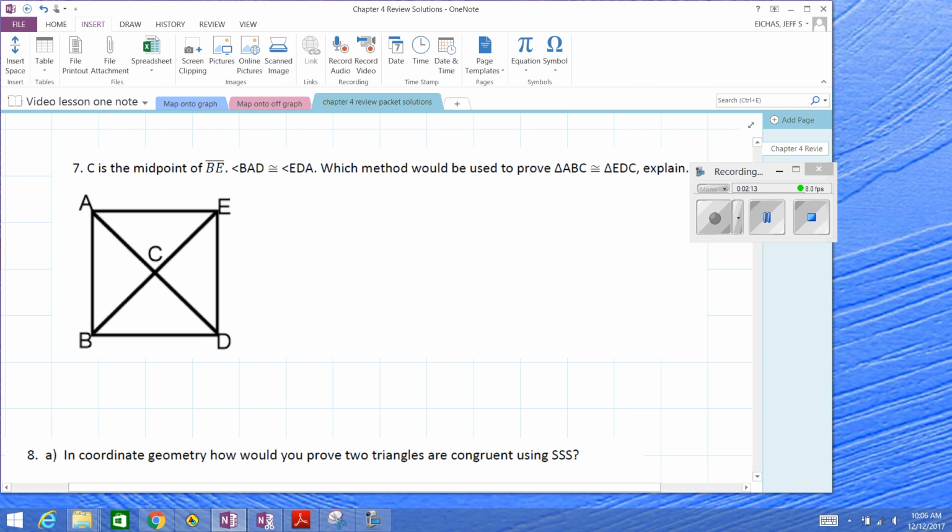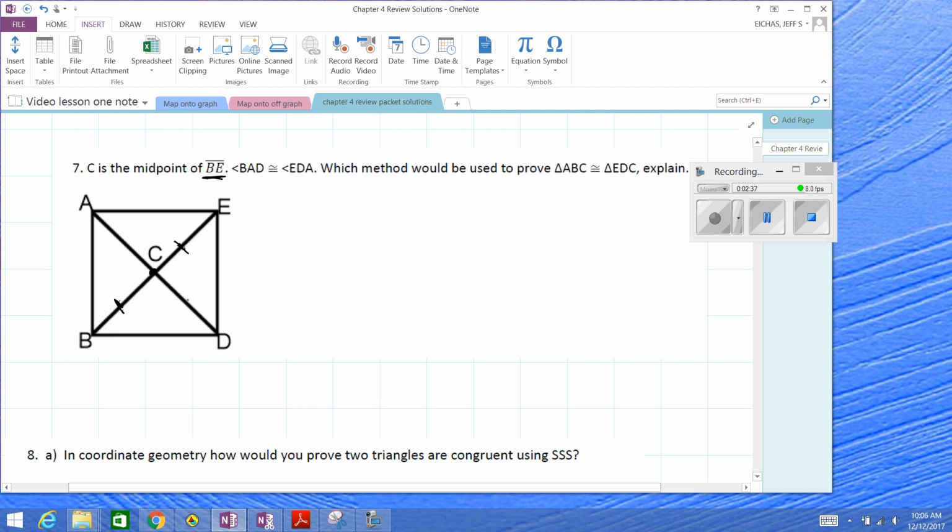All right, number 7, C is the midpoint of BE. You got to be careful. The only thing we can prove is that these are the same. Now, is C probably the midpoint of AD? Maybe, probably, but it probably is not good enough. We can't mark the other two sides. We can mark these because it's the midpoint of BE, so it cuts that in half.